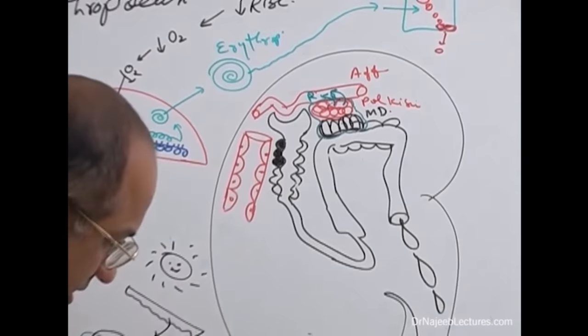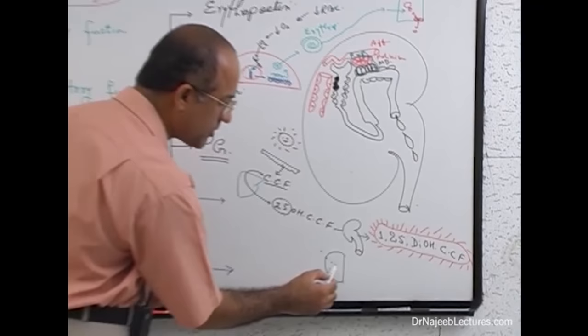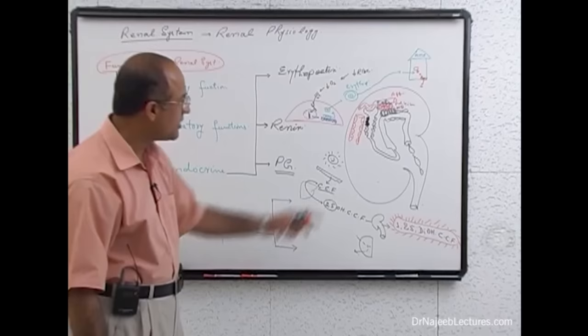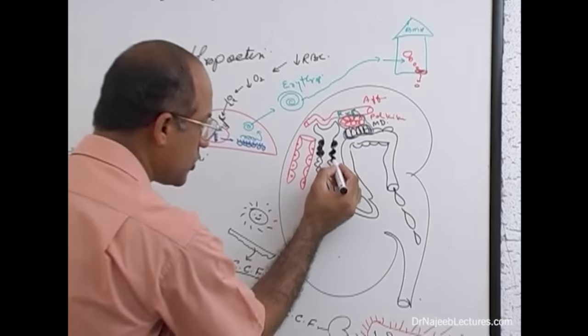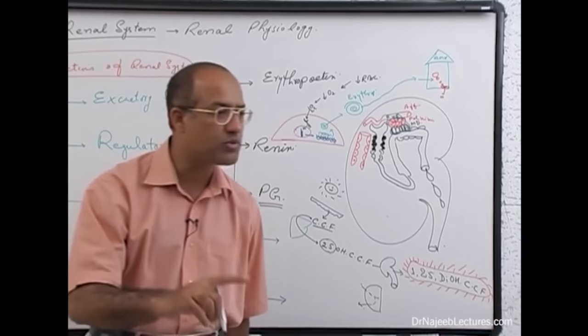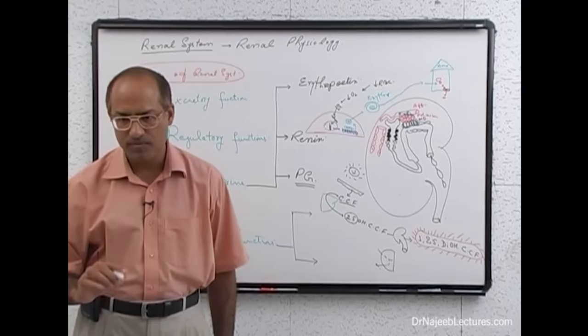These are the cells in the proximal convoluted tubule, and vitamin D enters into them and then comes out doubly hydroxylated. Is that right? So these proximal convoluted tubular cells are very rich in alpha 1 hydroxylase enzyme, which is supposed to convert inactive vitamin D into active vitamin D. How? By converting 25-hydroxycholecalciferol into 1,25-dihydroxycholecalciferol. Is that right?